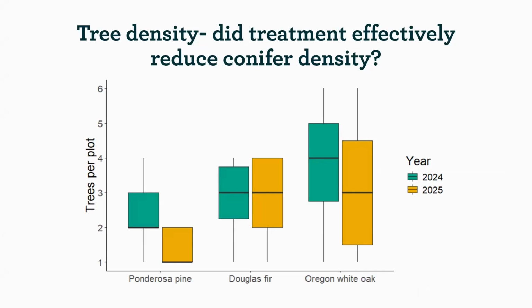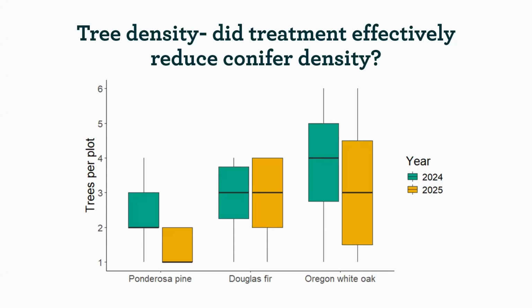So for tree density, again, I did a separate t-test for each tree species to compare differences between the density before and after treatment. We found no significant difference in tree density for ponderosa pine or Douglas fir, but some of this may be explained by the DBH ranges. So DBH is diameter at breast height. The ponderosa pine trees ranged from 6 to 30 inches in DBH.